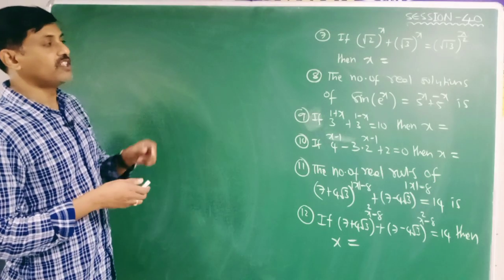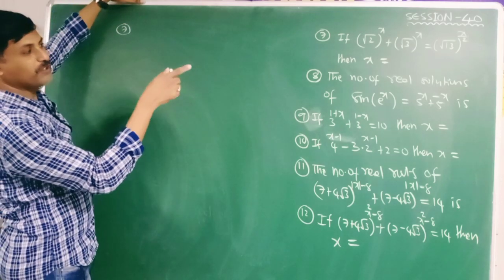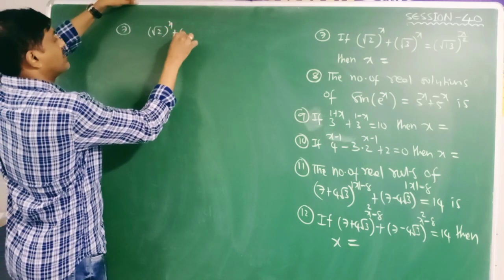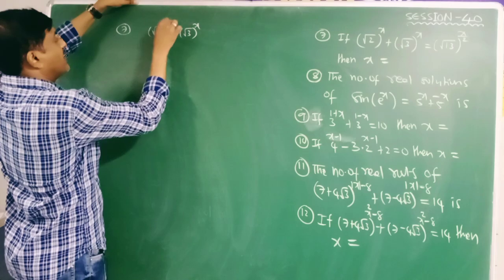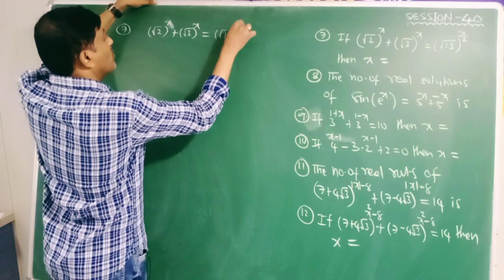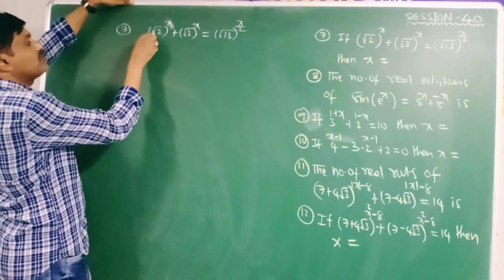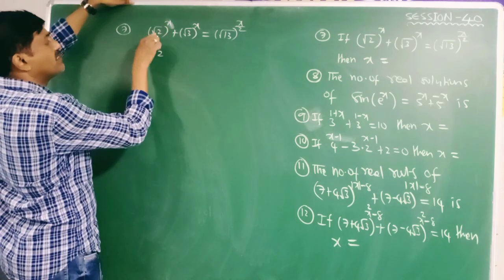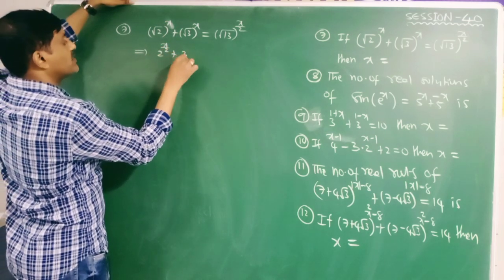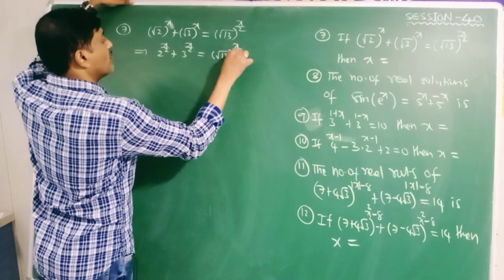Okay students, move on to the next question, which is the seventh question. Root 2 whole power x plus root 3 whole power x is equal to root 13 whole power x by 2. Then what is the value of x? Now root 2 whole power x, you can write as 2 power x by 2, plus 3 power x by 2 is equal to root 13 whole power x by 2.